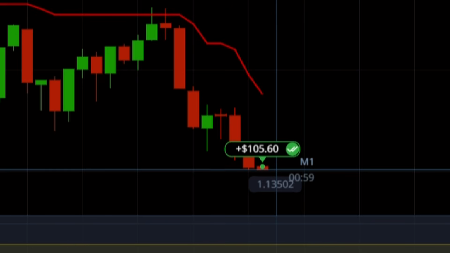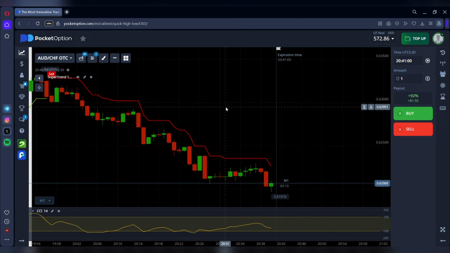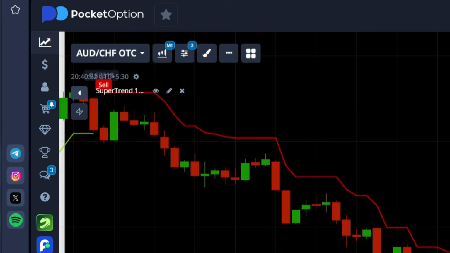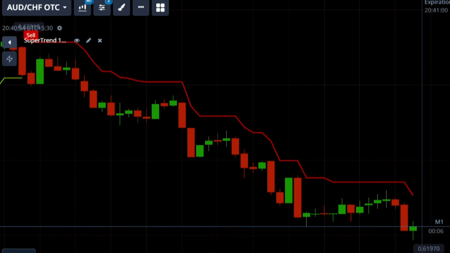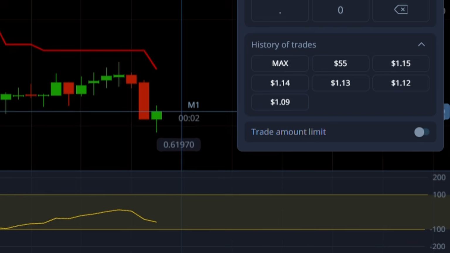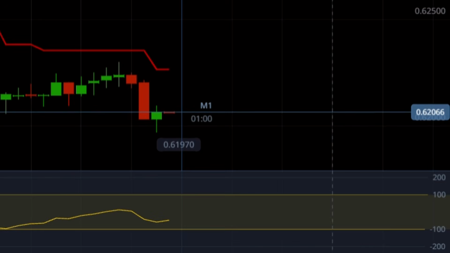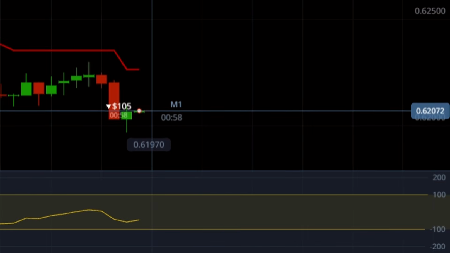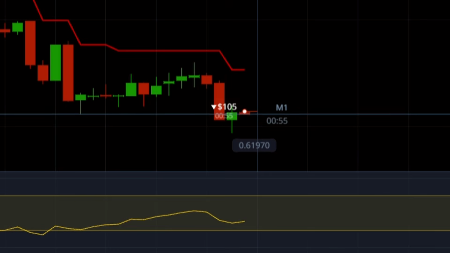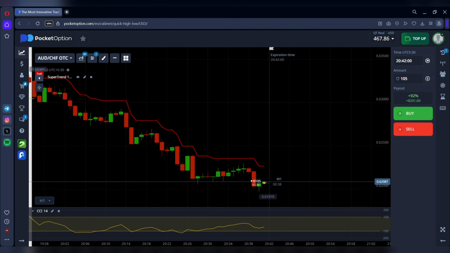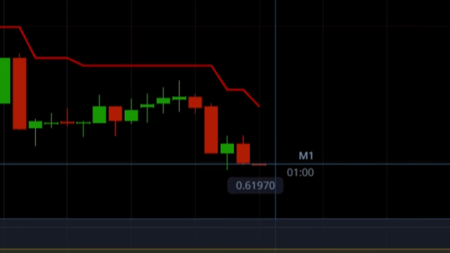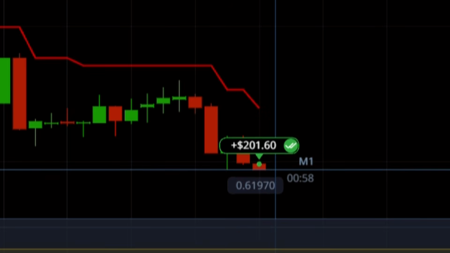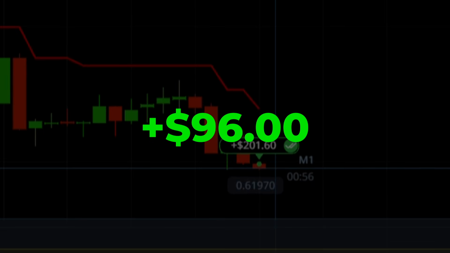We successfully closed our first trade with a profit. Now I'm in the AUD/CHF market. Here we can see that the market has been in a downtrend for a while. The CCI indicator also appears to be moving toward the -100 level. So once again, I'll enter the market with a sell trade. Just as predicted, we won that trade and made a profit of $96.